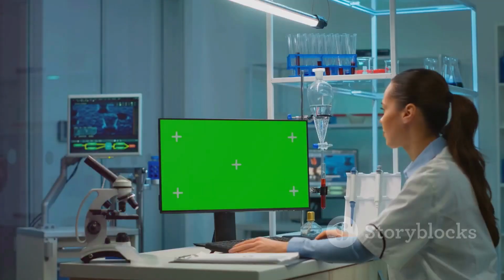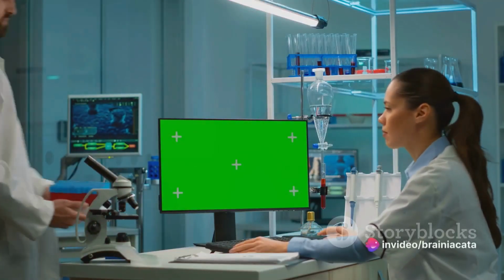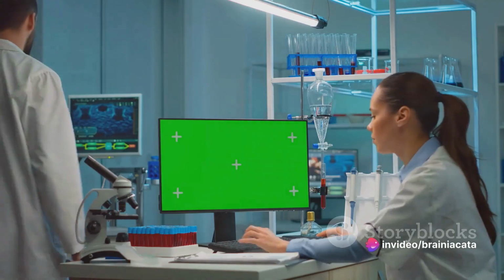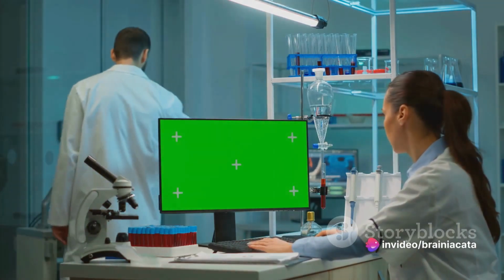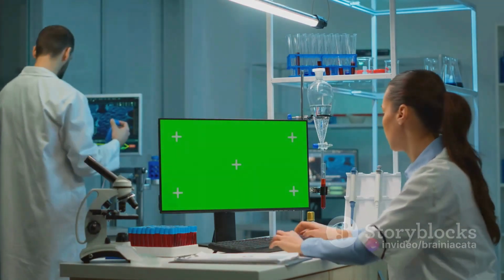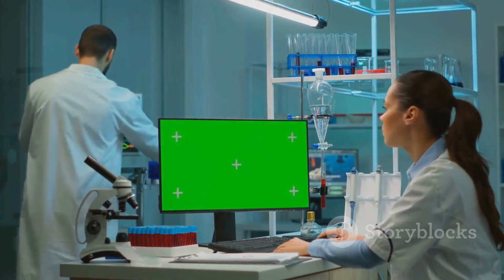As we stand at the precipice of this unseen revolution, one thing is clear: the future of synthetic biology is not just about creating life, but about redefining what life can be.